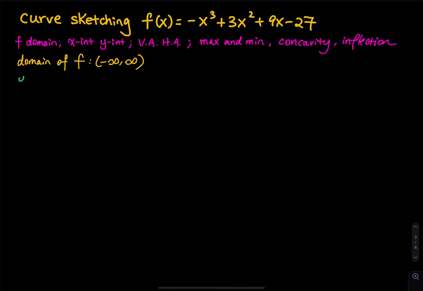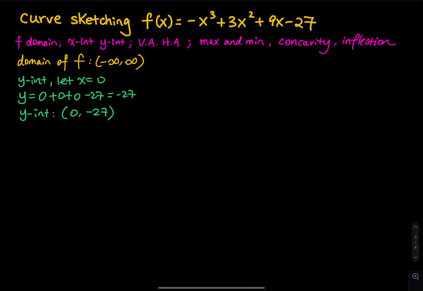So for the y-intercept, we let x equal 0. So x equals 0, then you have y equals 0 plus 0 plus 0 minus 27, which equals negative 27. So your y-intercept is x equals 0, y equals negative 27. Negative 27, this one individual number, is not a y-intercept. You have to use a coordinate, x coordinate and y coordinate.